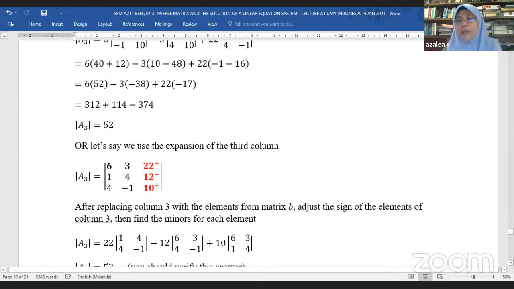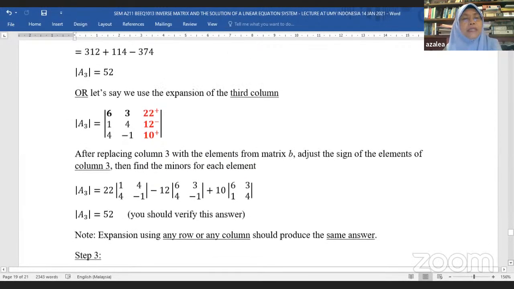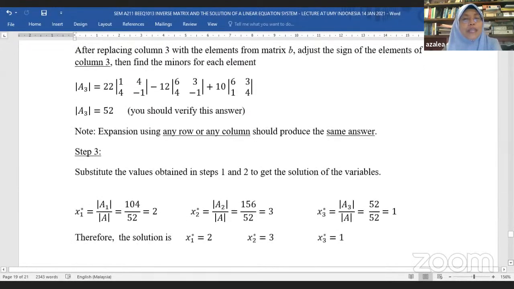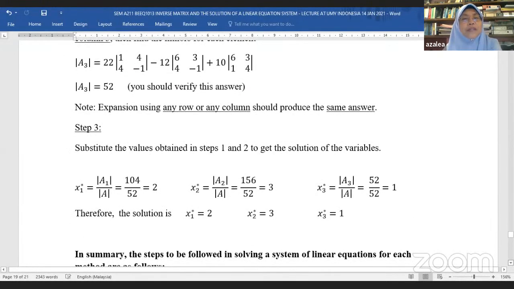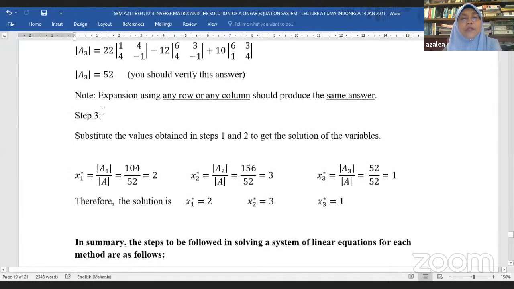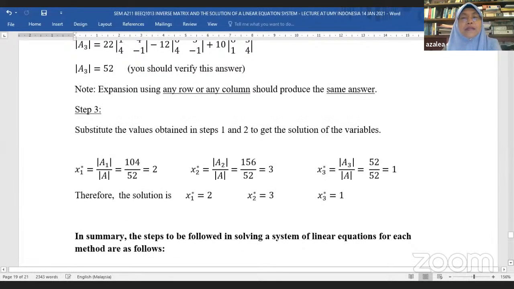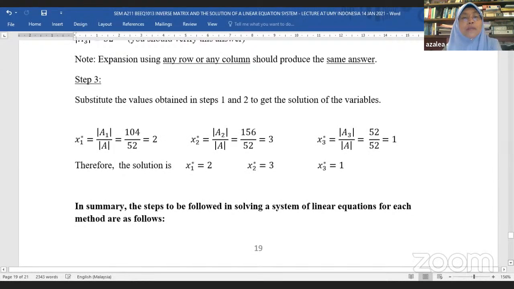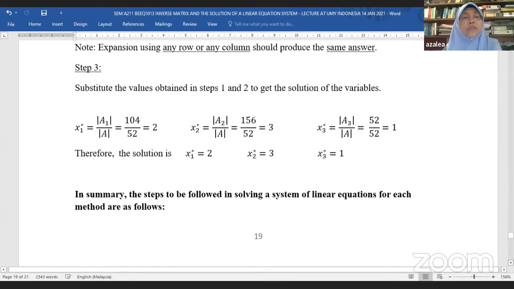Okay, we can verify actually that the sum will be equal to 52. You should verify this answer. Okay, as a note, expansion of any row or any column should produce the same answer. So don't worry. That's why we can choose to expand using any row or any column that has the most zeros or the most ones.